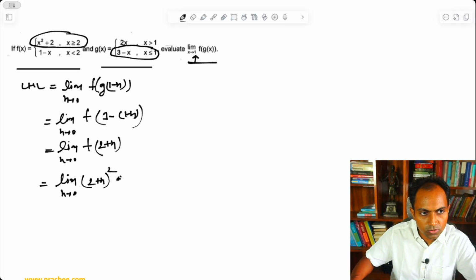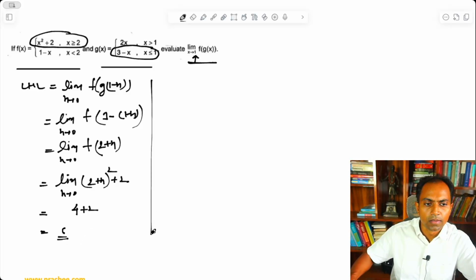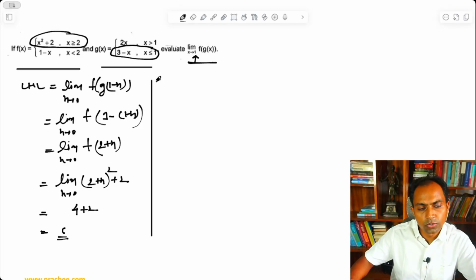2 plus h whole square plus 2. If I put h tends to 0, direct substitution would mean this becomes 4 plus 2. Answer comes out to be 6. Now once you have accomplished that, let us go into the RHL side.